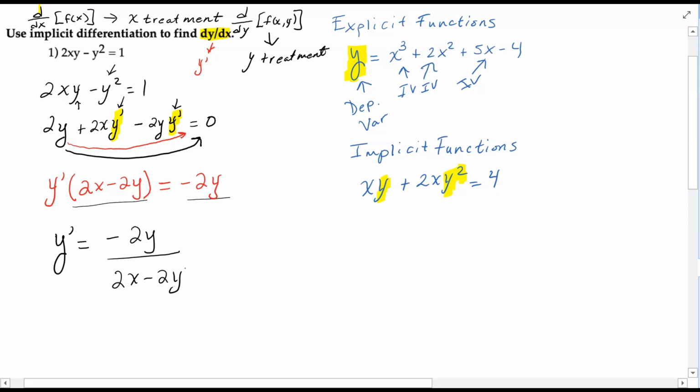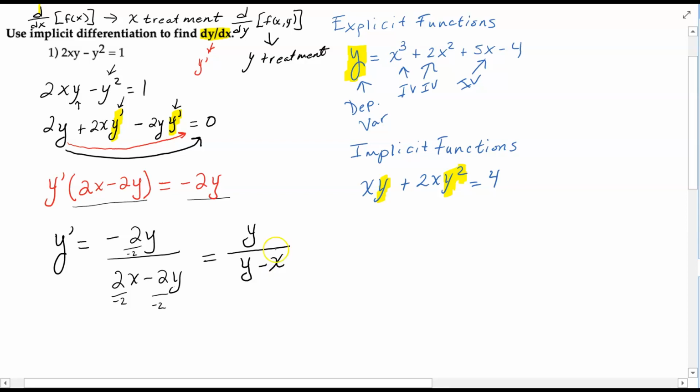Now what I can do here is actually factor out a negative 2. That'll make my numerator positive, and that's actually kind of nice. So I'm dividing out negative 2. This gets divided by negative 2, this gets divided by negative 2, this gets divided by negative 2. So I can change up the order just a little bit. That's going to give me a positive y and a minus x.